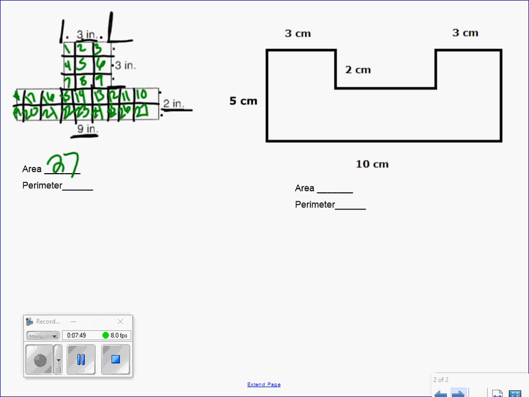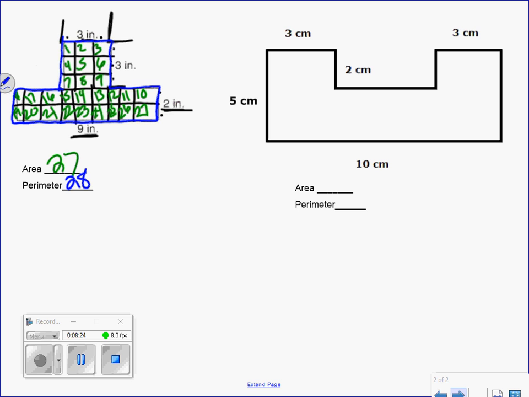Now, perimeter, same way as you would do for squares and rectangles. You're just counting the outside edges of these boxes. So 1, 2, 3, and so on up to 28. The answer there for the perimeter would be 28.